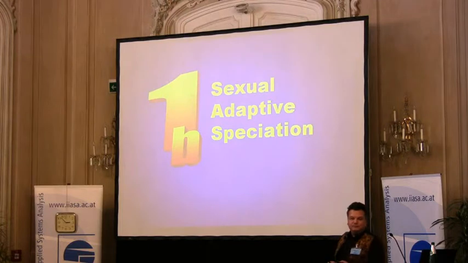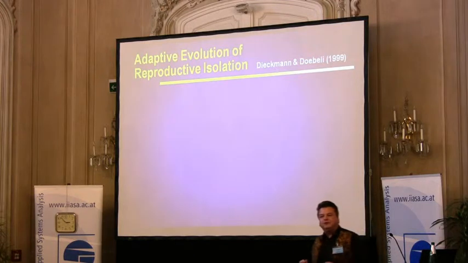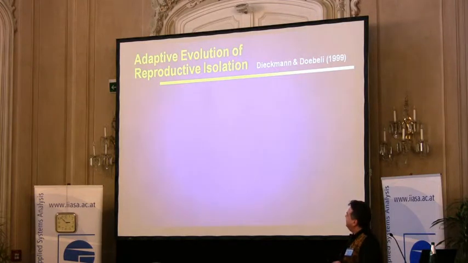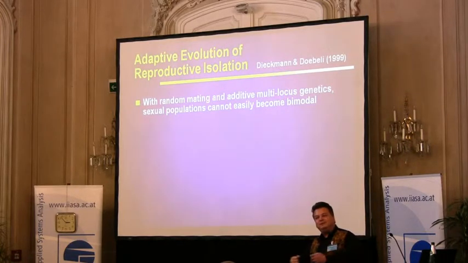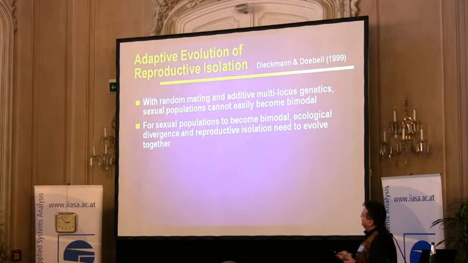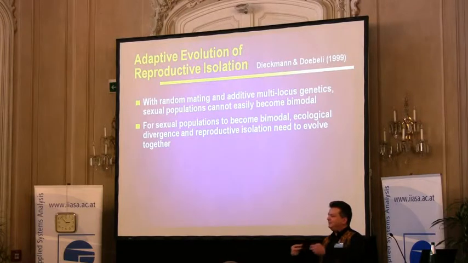Okay, let's extend this to sexual populations. We did that some 10 years ago. For that you need to bring into the model the evolution of reproductive isolation. Actually, I should say first, with random mating and additive multilocus genetics, sexual populations cannot easily become bimodal. You can force them to become bimodal by extremely strong disruptive selection, but that is not realistic. So for sexual populations, in addition to ecological divergence, we need the evolution of reproductive isolation, because otherwise the hybrids always fill the gap. Population tries to split up, but the hybrids fill the gap.